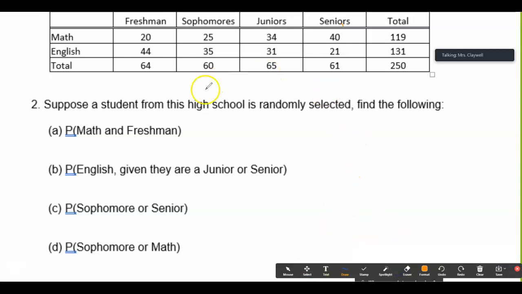Thanks for being patient, you guys. I'm working around. Probability of a freshman and math. So of all the students, 250, freshmen in math, I have 20 of them.